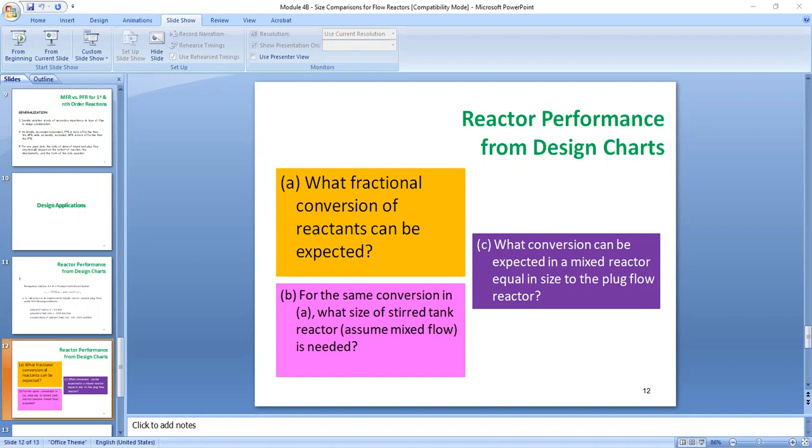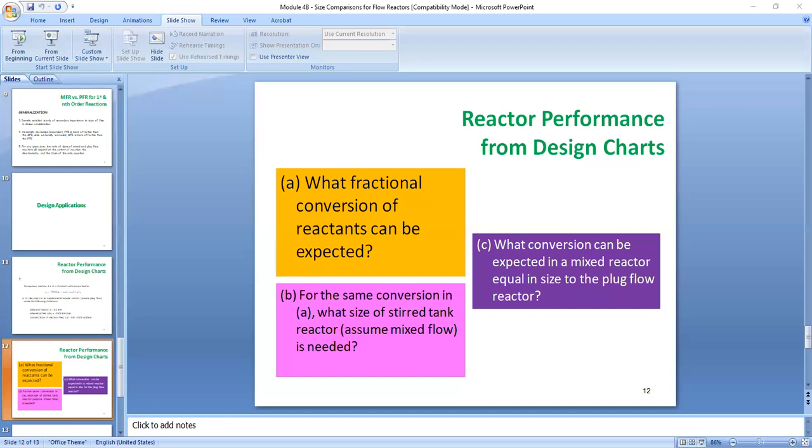So the volume is 0.1 liter. The volumetric feed rate is 0.05 liter per minute. And the initial concentrations of A and B that's fed to the reactor is at 0.01 mole per liter. Now, these are the required informations. So we are to determine the fractional conversion of reactants that can be expected.